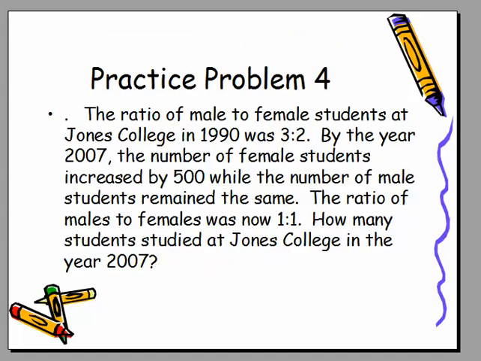Practice problem 4. The ratio of male to female students at Jones College in 1990 was 3-2. By the year 2007, the number of female students increased by 500, while the number of male students remained the same. The ratio of males to females was now 1-1. How many students studied at Jones College in the year 2007?